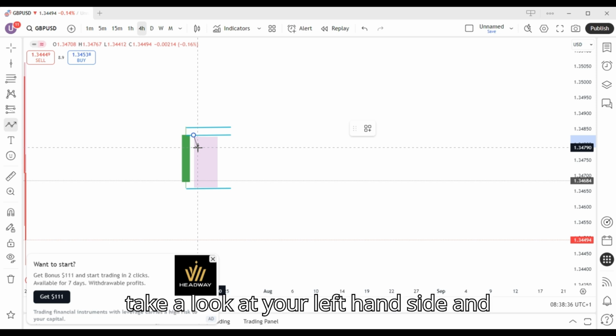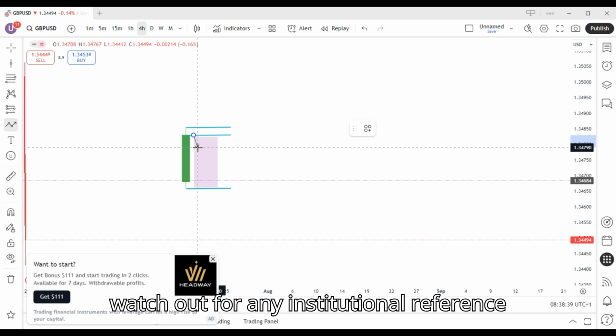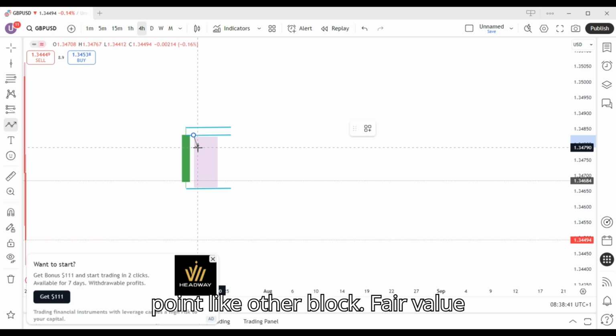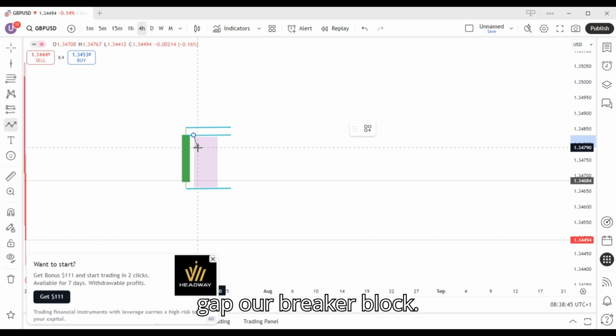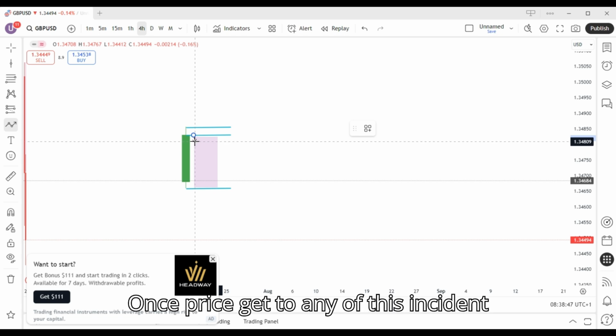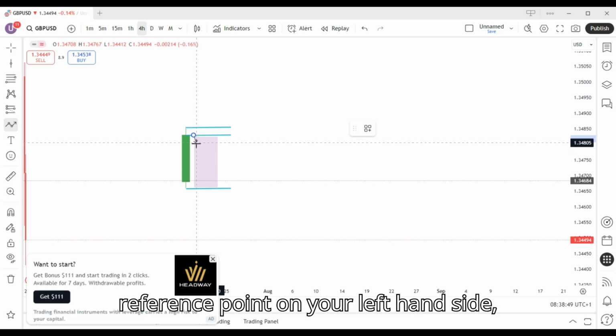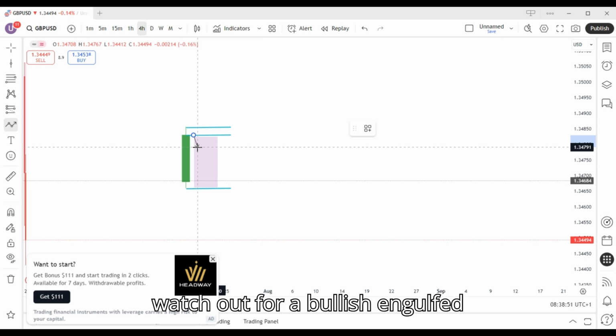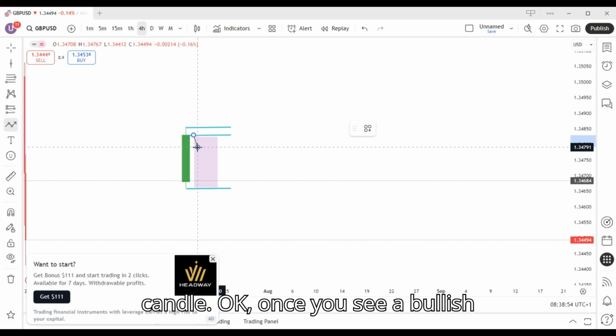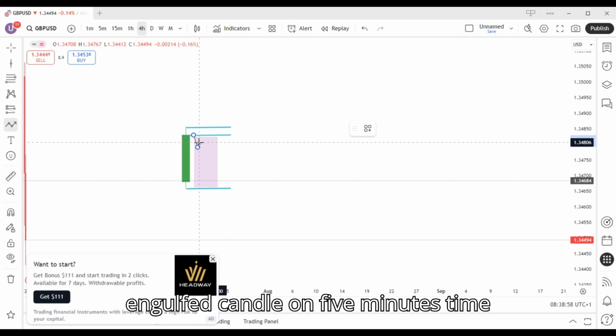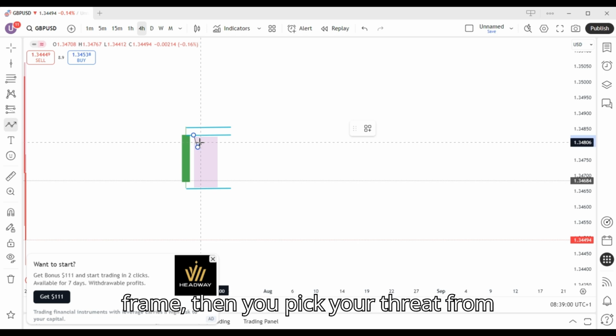Now take a look at your left hand side and watch out for any institutional reference point like an order block, fair value gap, or breaker block. Once price gets to any of these institutional reference points on your left hand side, watch out for a bullish engulfing candle. Once you see a bullish engulfing candle on the 5 minutes time frame, then you pick your trade from that.